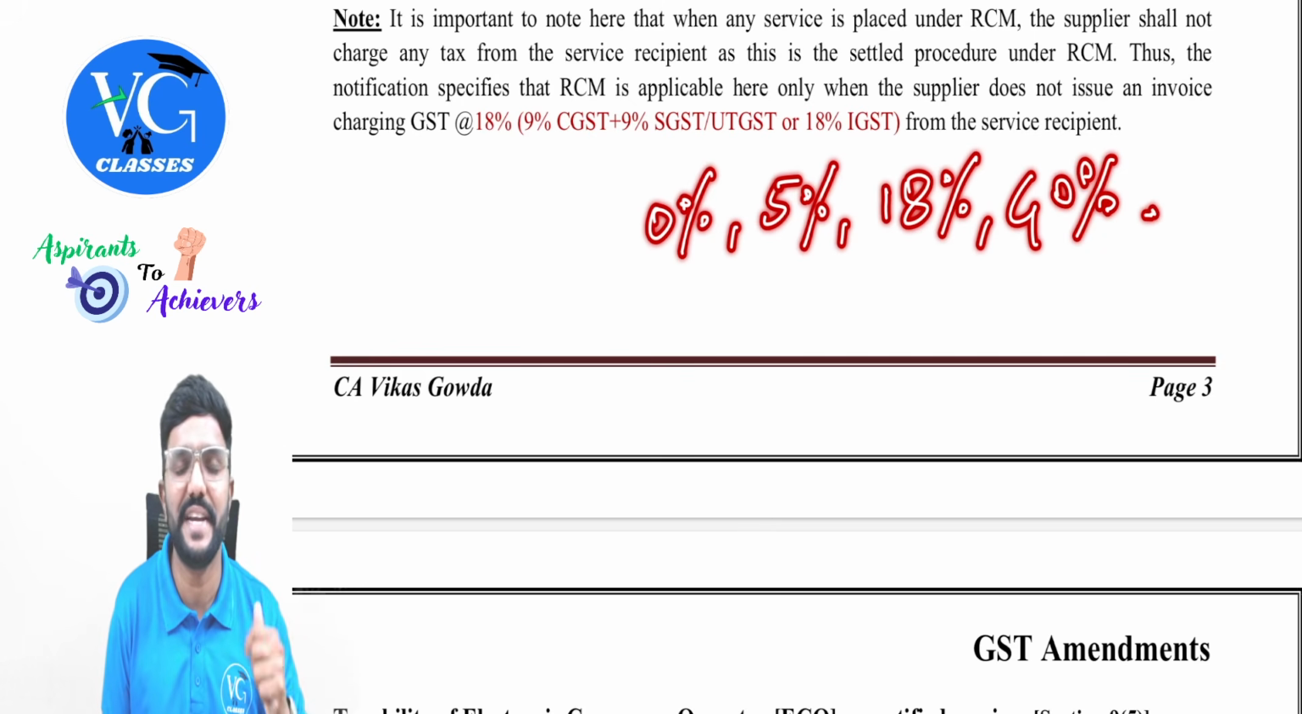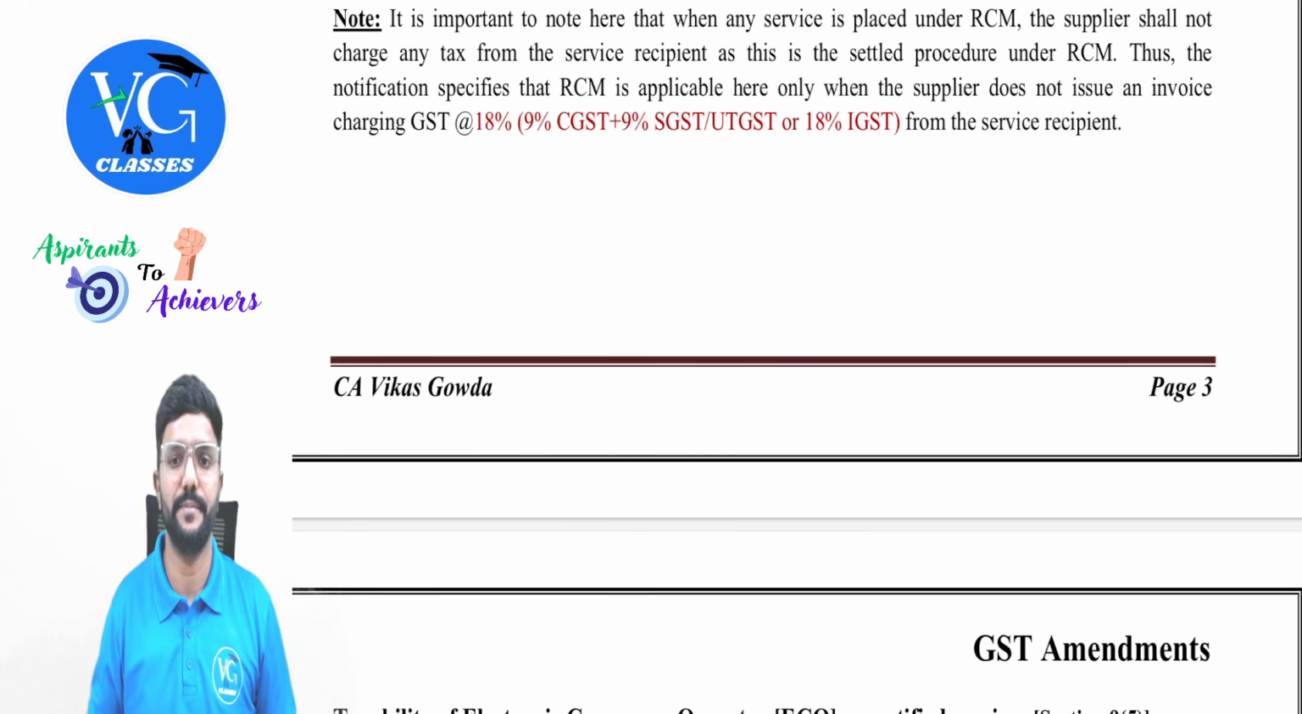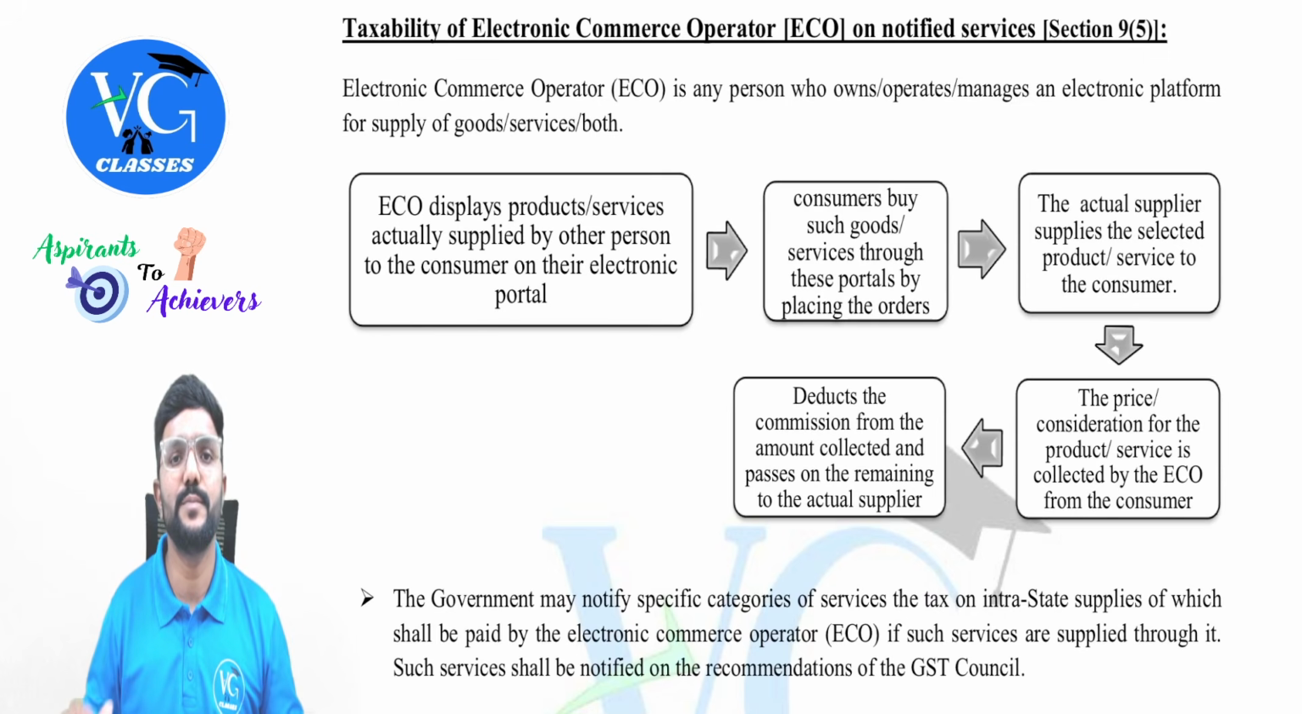Previously 12%, 28% and all was there, but then they have been removed now, and instead of that 40%, the highest rate has been introduced. Got it? Yes, sir. Now let us move to the next amendment in section 9 subsection 5 of CGST Act.